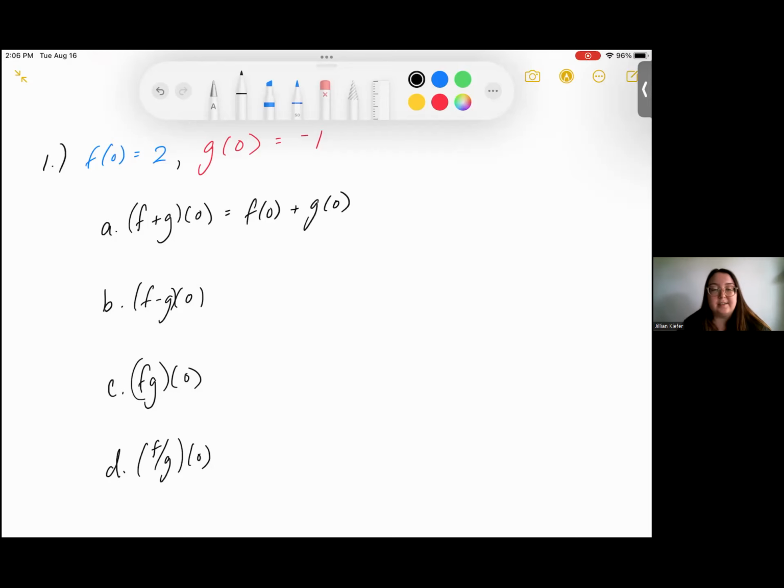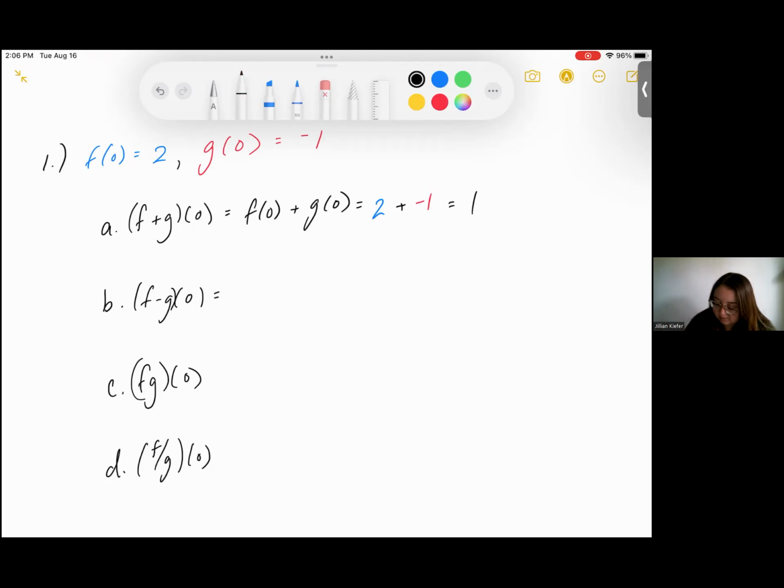So let's go ahead and add these up. f of 0 plus g of 0. f of 0 was 2. g of 0 was -1. And 2 plus -1 is 1. So that's really what we're doing here. These are going to be pretty simple, so we're just going to talk our way through it real quick.